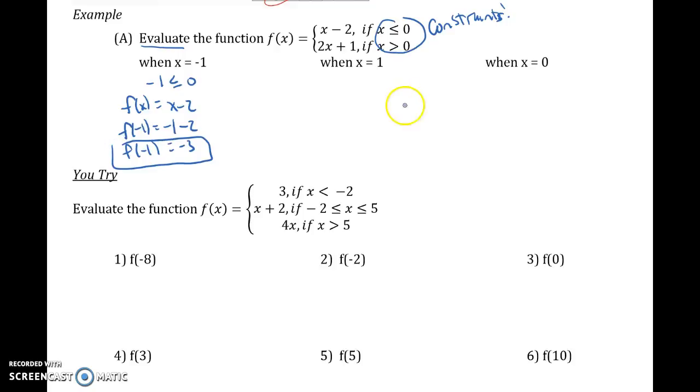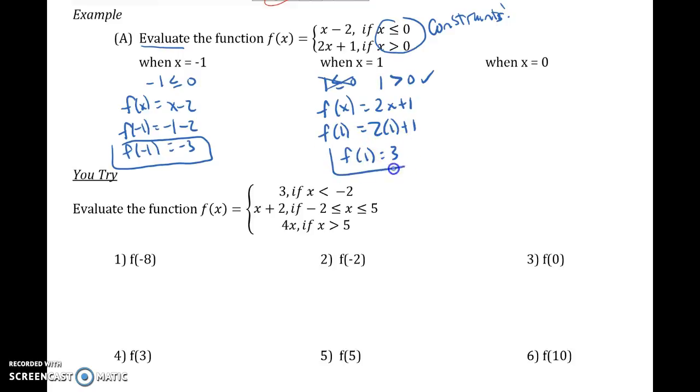Okay? So same deal for the second one. When x is 1, I want to think, what does that match up with? Well, when I plug it in, 1 is less than or equal to 0. That's not true. But 1 is greater than 0. So that means I want to use f of x equals 2x plus 1 based on what's up here. So then if I plug in my 1 for x, f of 1 is going to equal 3. Right? So again, just check those constraints.